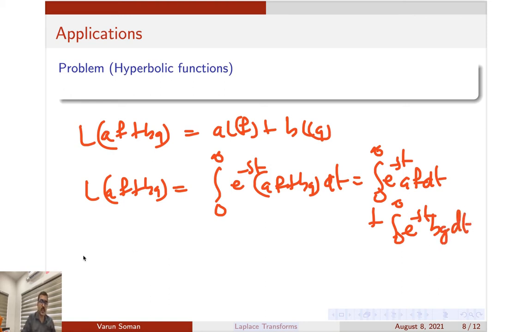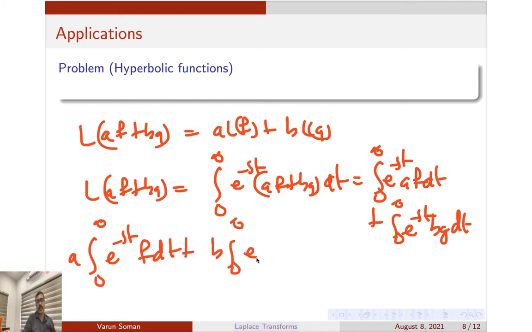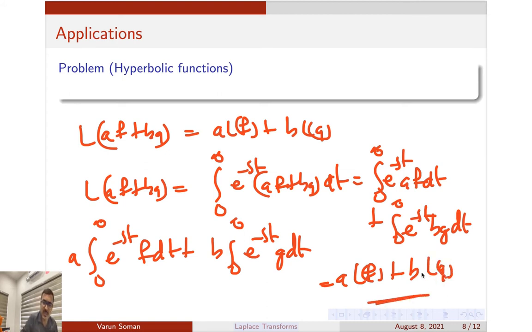Now we can take the constants outside, that is a times integral 0 to infinity e raised to minus st into f dt plus b times integral 0 to infinity e raised to minus st into g dt. That is simply a times L of f plus b times L of g, which satisfies the linearity property. So it's a straightforward calculation. Next we will be using this in applications. Before we go to the applications, we know two things now.